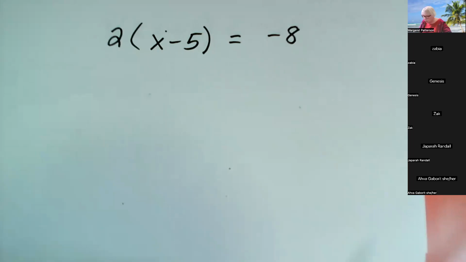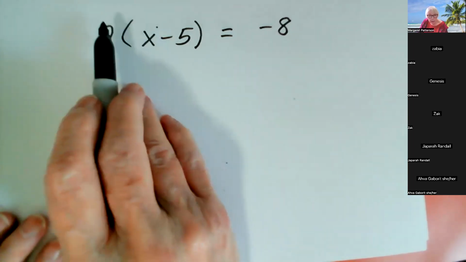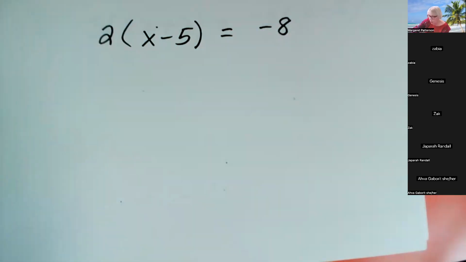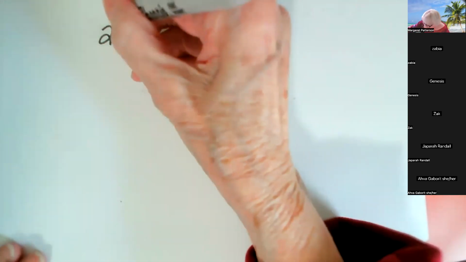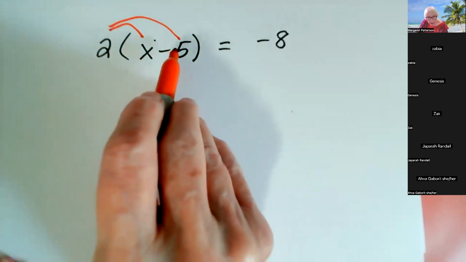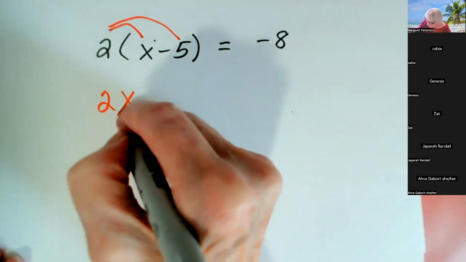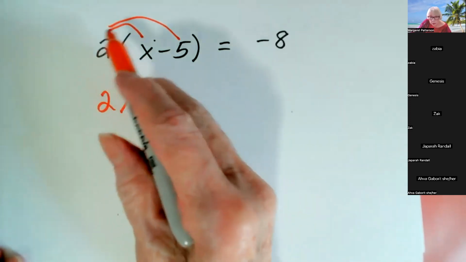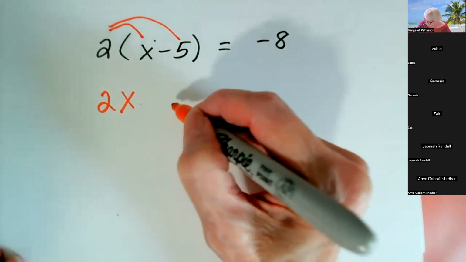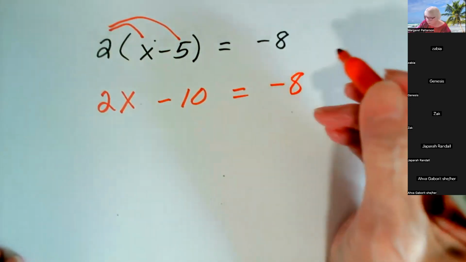So I wanted to do a few more, and then we'll go to another chapter. But this one here, I wanted to remind you about distributing. This is where you multiply the 2 to this and then the 2 to that. So this would be 2 times x would be 2x. And this would be 2 times the -5 would be -10. And that's equal to -8.